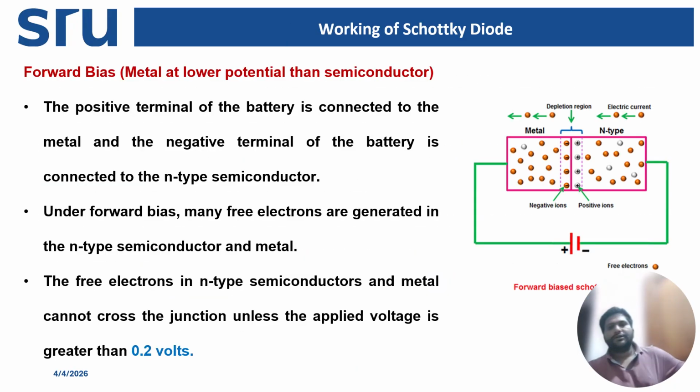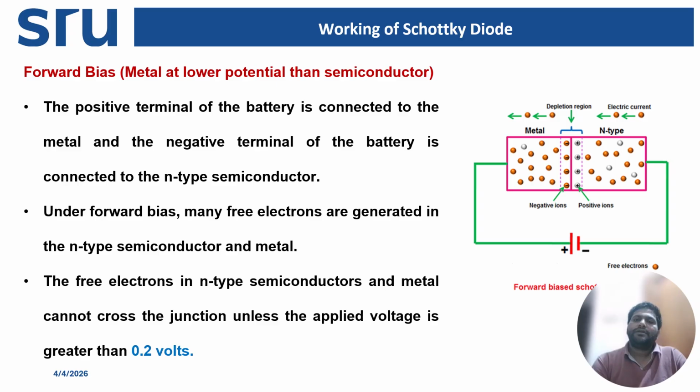Now, working of Schottky diodes. There are two modes of working of a Schottky diode: one is forward bias and the other is reverse bias. First, remember the Schottky diode is a metal semiconductor junction diode. Unlike a normal p-n junction diode, it does not have a p-type region.